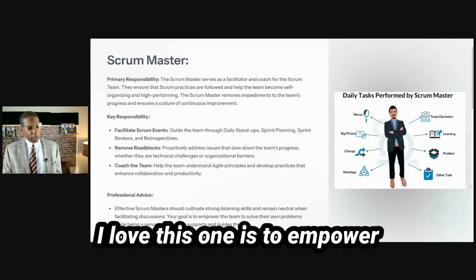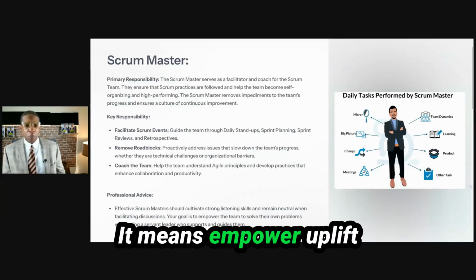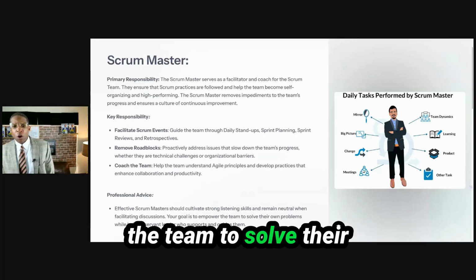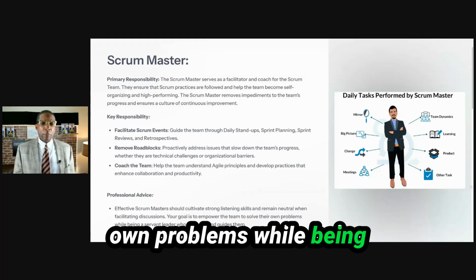Your goal, I love this word, is to empower. That doesn't mean take away, it means empower, uplift the team to solve their own problems while being a servant leader who supports and guides them.